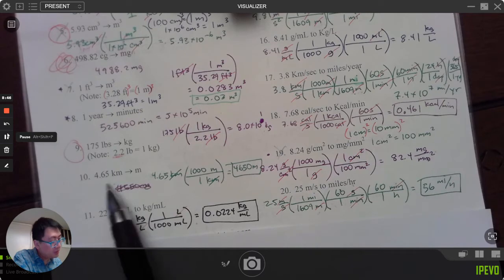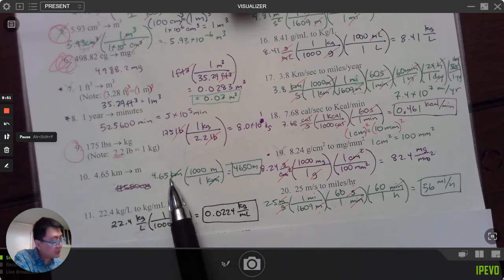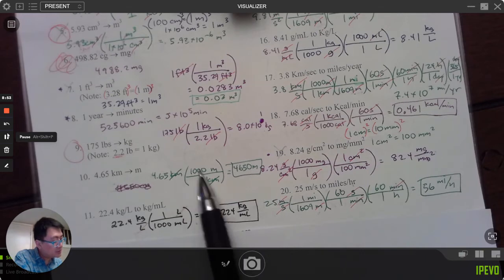Question number 10, 4.65 kilometers is how many meters? 4.65 times 1,000, 4650 meters.